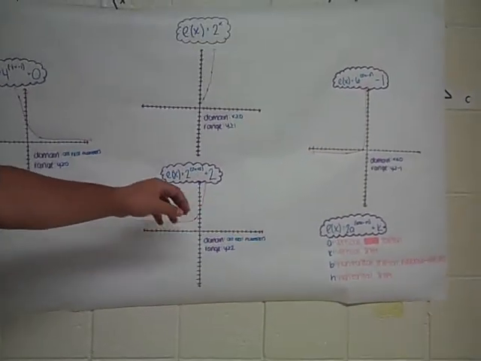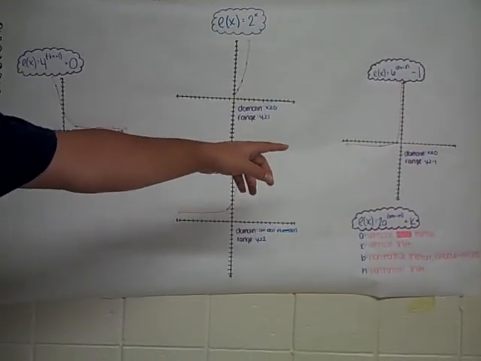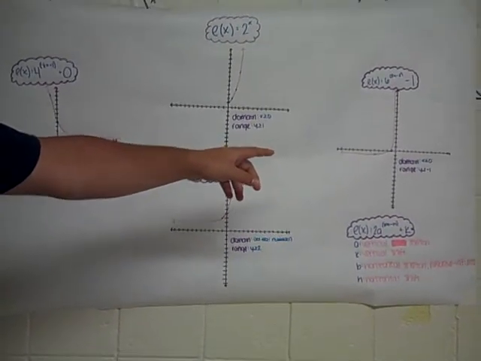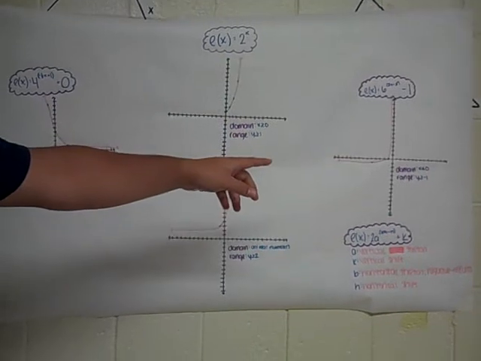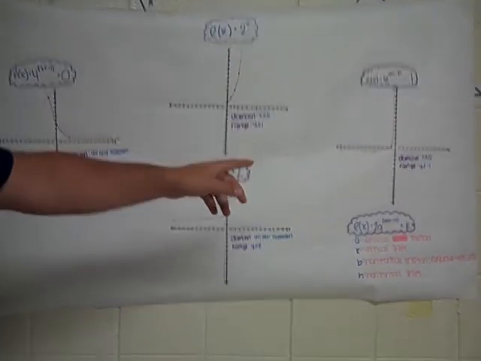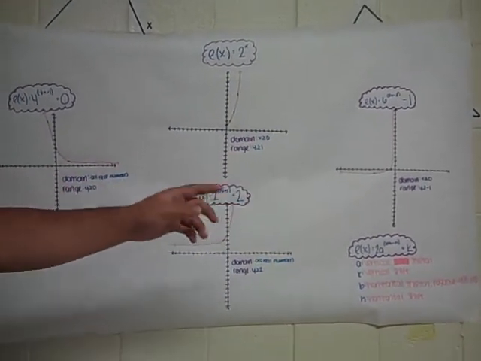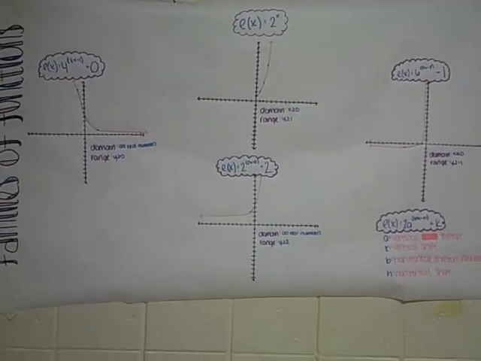because k was 2. And for the last one, the domain will be x is less than or equal to 0 and the range will be y is greater than or equal to negative 1 because the k is negative 1.